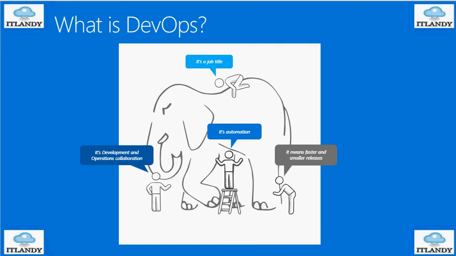It could be a new popular term, or more like a philosophy movement. There is plenty of terminology, but in the most basic definition, it is automation. It means faster and smaller releases, deployment, operation, collaboration, and so on.